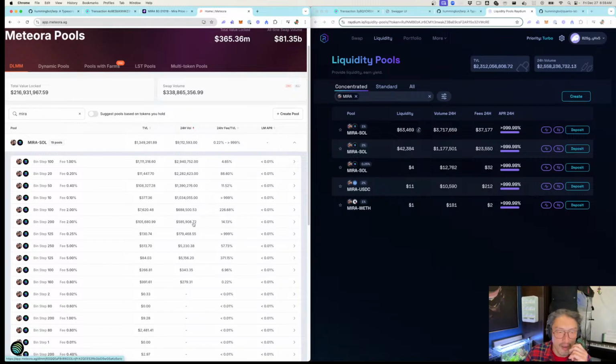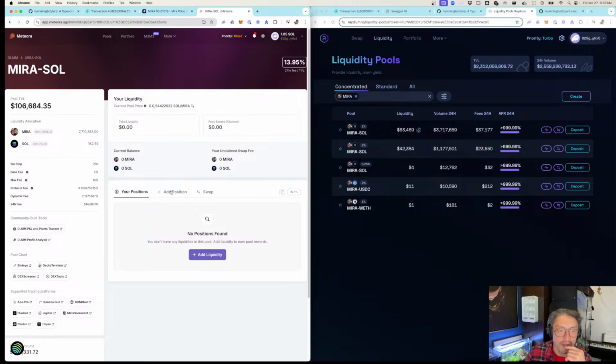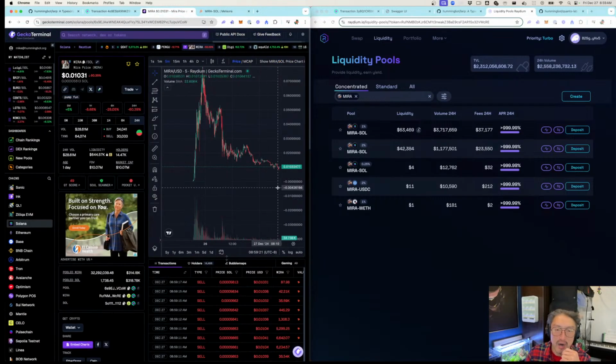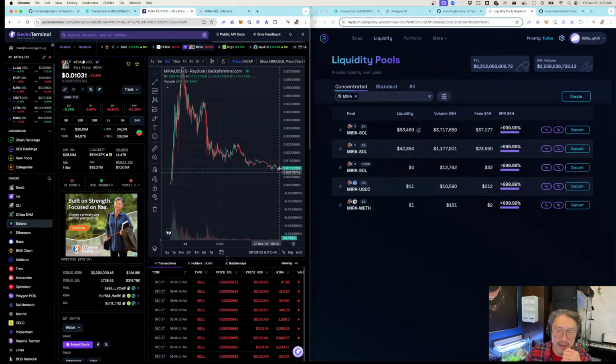pick one of these pools. So here I would likely pick this one, because this one is 200 bin step, 2% fee. So it means I can set a very wide range around the price because, as I said, I think it might go to zero. So I think it's easier.